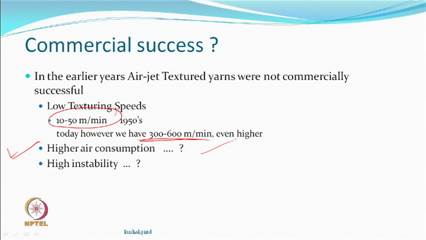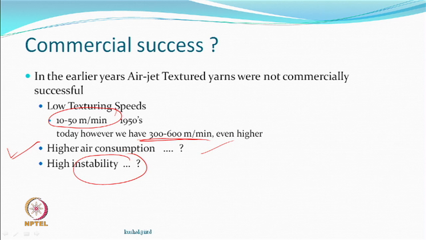So what it means is the realization that this process may appear to be very simple, but it is not so simple because you still want a useful product. So higher air consumption means cost. Somebody says, okay, I am ready to pay the cost, give me the product. Then there is a process property which is called instability. There we were talking about crimp stability, here I am talking about instability.